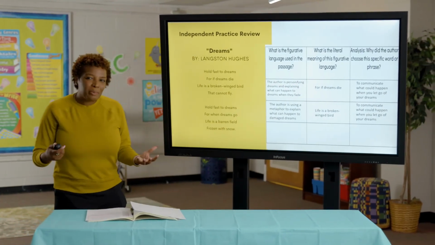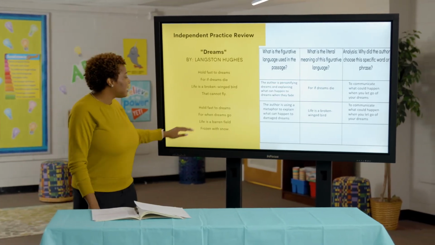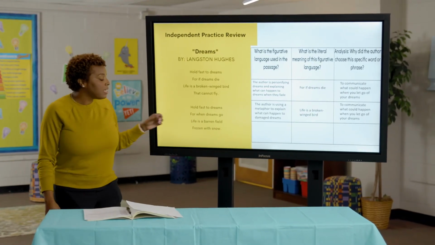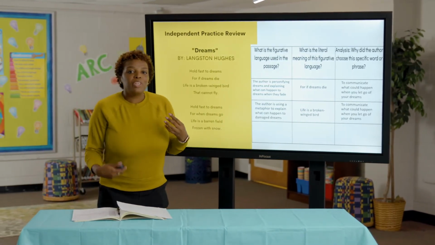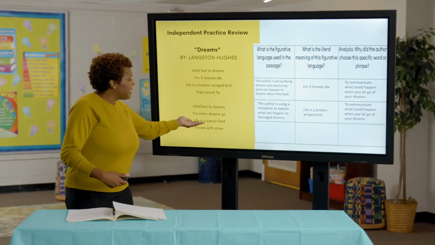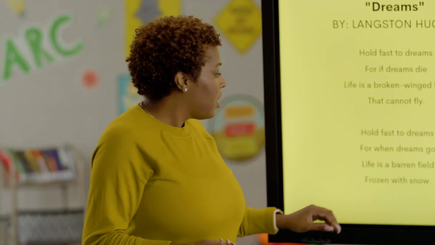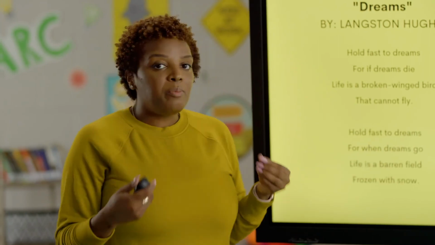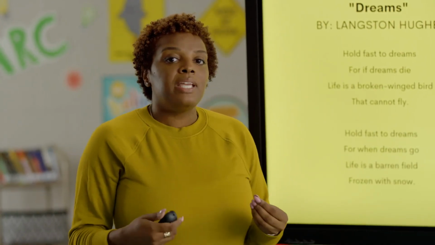There are some other examples in the second stanza of this particular poem, like when you look at the last two lines, "life is a barren field frozen with snow." So what he's saying here is that if you let go of your dreams, in this particular example, it can become like a barren field. And if you know what the word barren means, it means that it's empty.